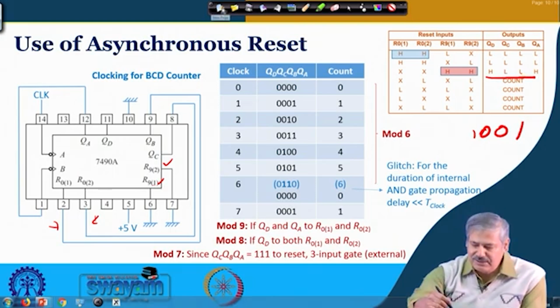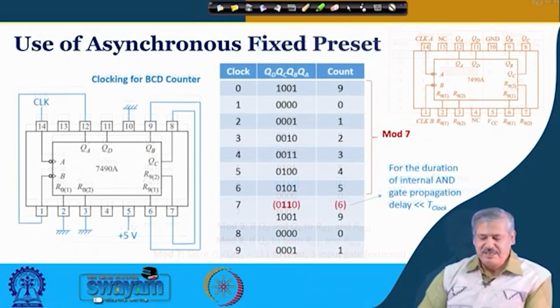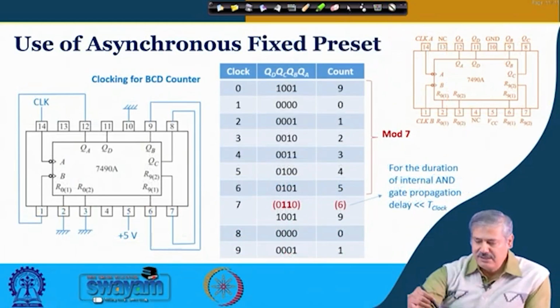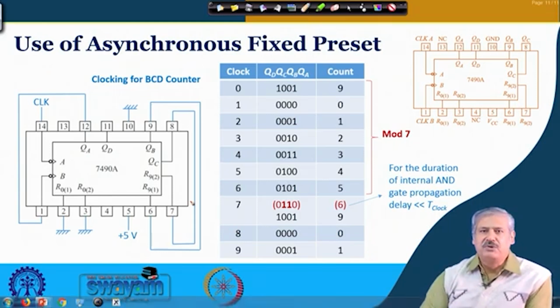So, we take note of this from the truth table and then we go forward. So, what has been done here? What you can see is that it is again a BCD counter, right. 2 and 3 now are kept at ground. So, there is no resetting happening, asynchronous resetting happening.